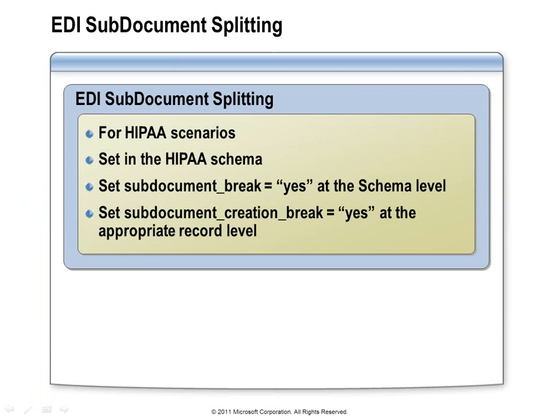And when you get into the HIPAA scenarios, the HIPAA schemas have the ability to set up what's known as a subdocument break. So at the schema level, you first have to call out that yes or no, I want to do subdocument breaking. And then at the appropriate record, you can indicate whether or not that's a place where the break can happen. Do I want to create breaks at this particular point? So it's kind of a two-step process here. But again, this is functionality brought over from the accelerators to enable the subdocument splitting, which is common with these HIPAA schemas.